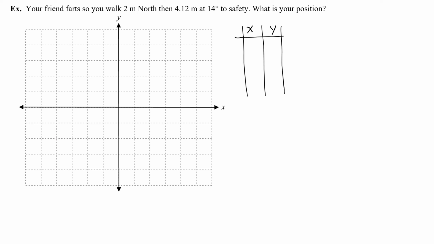First, you go 2 meters north. So I don't go left or right. There's no X going on. I only go 2 meters north, which is a positive 2. So I'd write 2 for my Y.